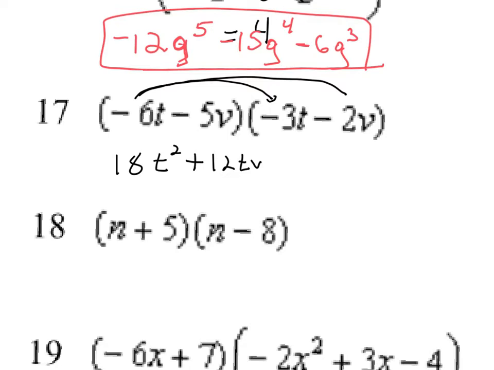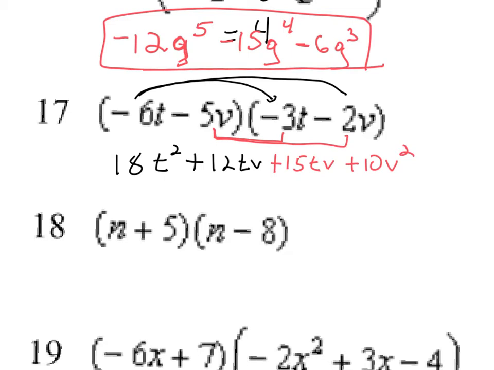And then you multiply the inners. So the inner will be negative 5v and negative 3t. So negative 5 times negative 3, that's going to be positive 15. And v times t, you put it in alphabetical order, t with the v, tv. And the last, you multiply negative 5v times negative 2v, that's going to be positive 10. V times v, that's a v squared.